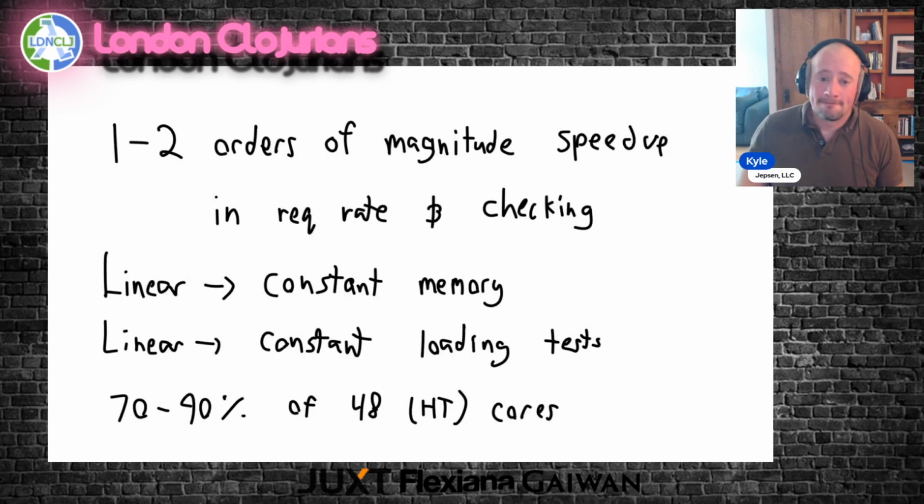So to recap, all of this work has bought us anywhere from 1 to 2 orders of magnitude speed up in request rate and checking, and that's on overall sort of real world throughput. We've gone from linear time memory overhead to constant memory overhead, usually just a few hundred megabytes during the course of a test, instead of blowing out a 16 gig heap in an hour. We've gone from linear time to load a test to constant time, usually just a handful of milliseconds. Analyses routinely use 70 to 90% of a 48-way machine.